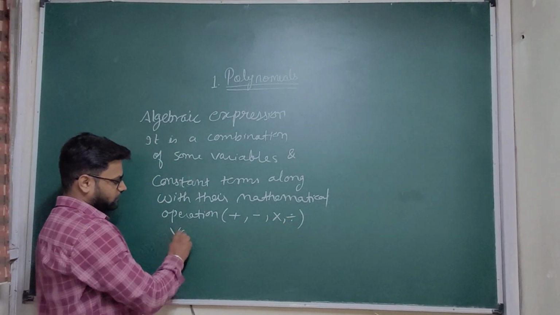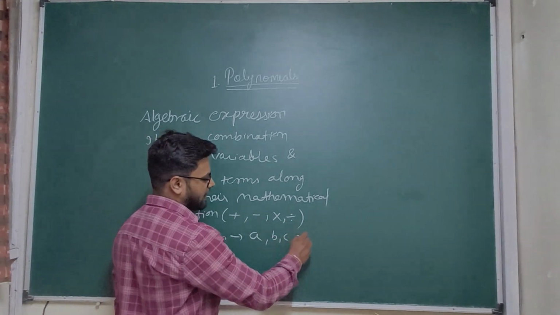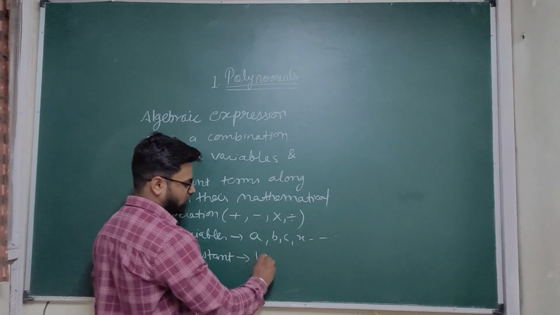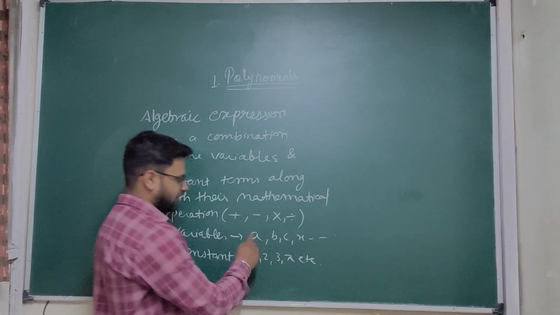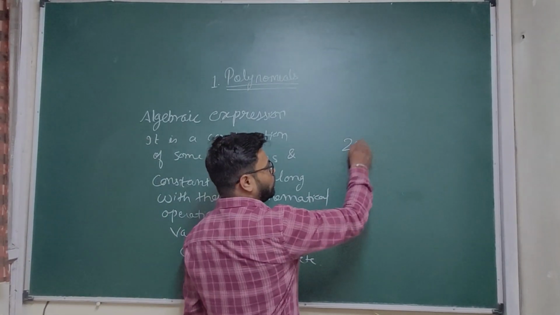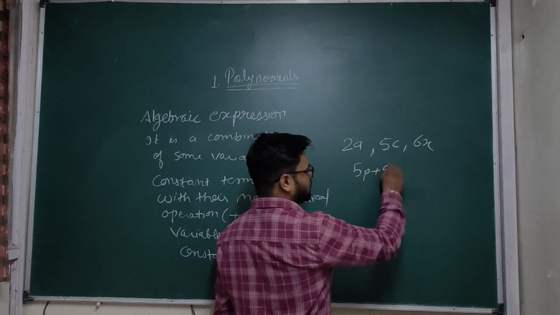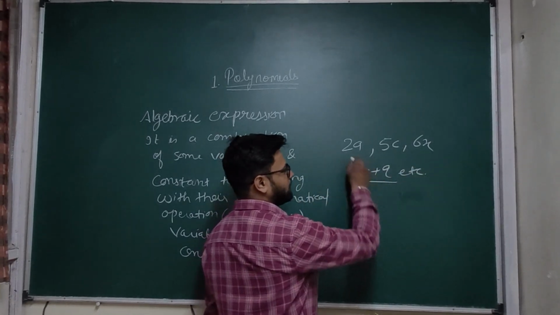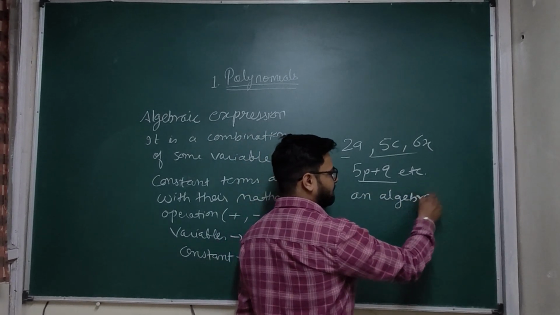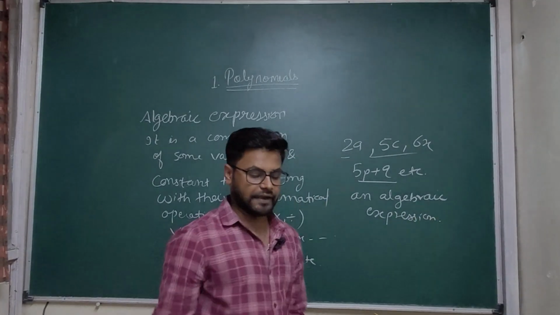For example, variables are a, b, c, x and so many, and constants have a fixed value, that is 1, 2, 3, 5, etc. So whenever we combine these two terms along with some mathematical operations, like 2a, 5c, 6x, 5p plus q and many more, then this becomes an expression which is known as an algebraic expression.